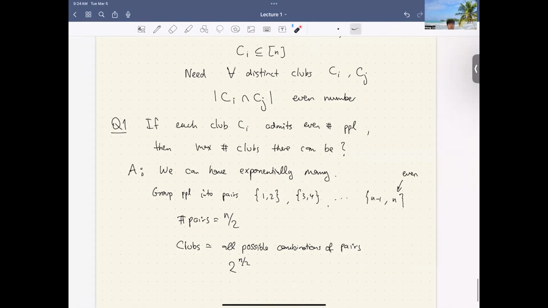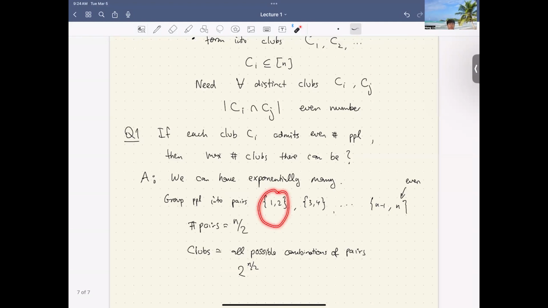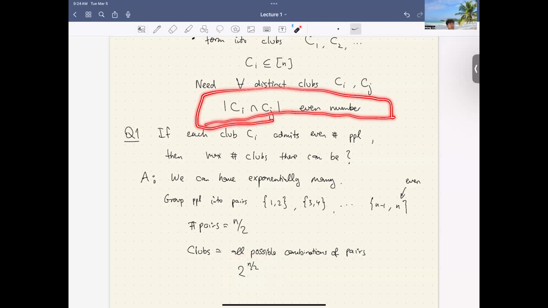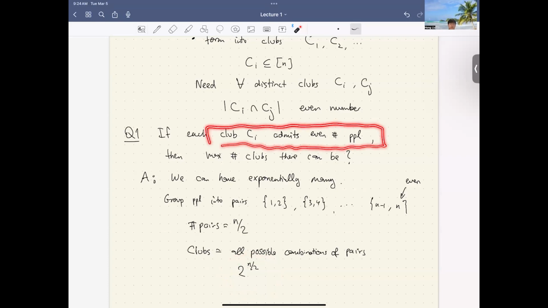And let's check the two conditions. Well, first of all, everything comes in pairs, so the size of every club is even. And all their intersections are also unions of pairs, so the intersection is also even. In other words, if we require even intersection and each club even, we can have exponentially many in n. Now let's twist the problem a little bit. What if we still require different clubs to have even intersection, but we ask that every club has odd size instead of even size?